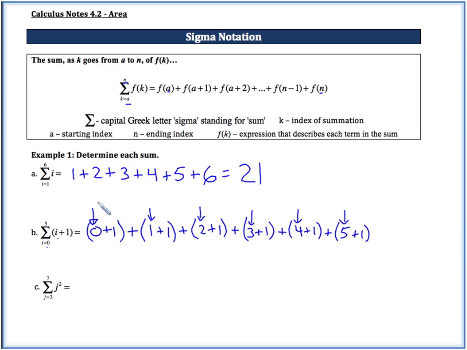Okay, so these were your i's all along from 0, 1, 2, 3, 4, up to 5 of our function i plus 1. And so we could add these together. This is going to be 1 plus 2 is 3, plus 3 is 6, plus 4 is 10, plus 5 is 15, plus 6, and that gives us 21. And it's just coincidental that these two add up to be the same thing.